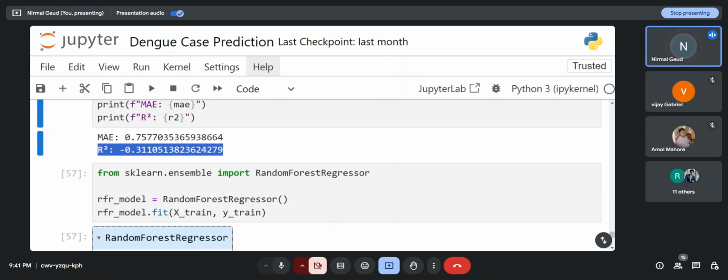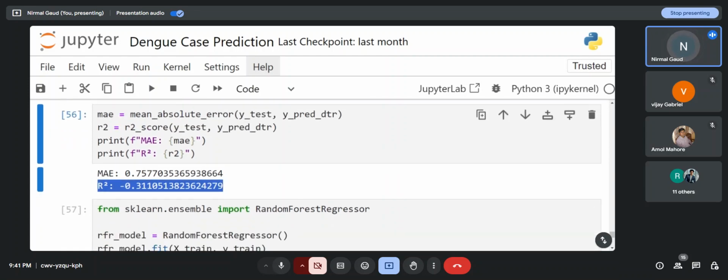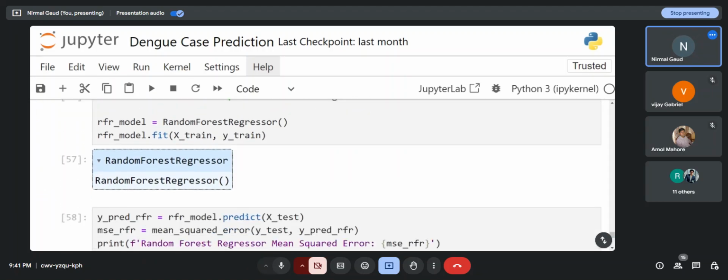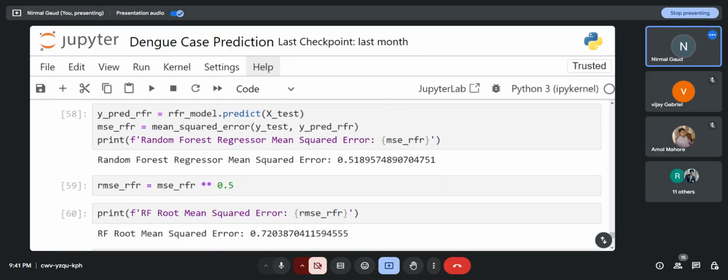You may be asked a question: do we have negative R2? Yes. It may happen that you can get a negative R2 also. And obviously, the error is also more. That means my decision tree is not performing as well as SVM did. Then I applied random forest also. Random forest gave 0.51, that is less. Okay, MSE is less in random forest.